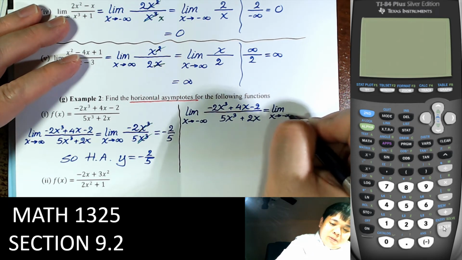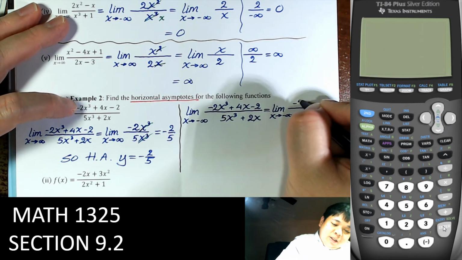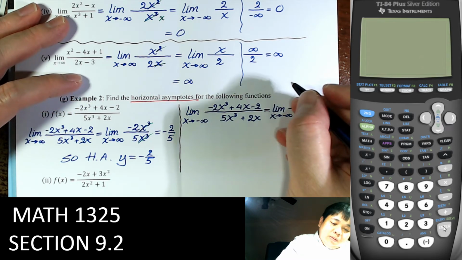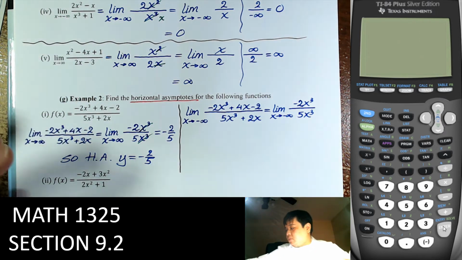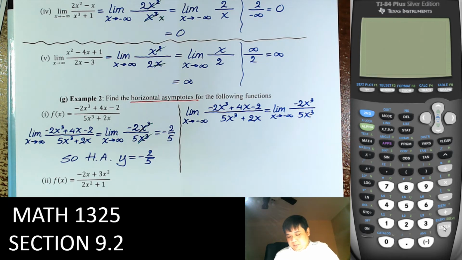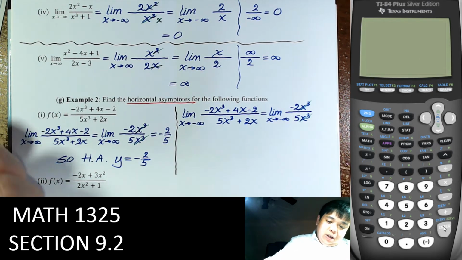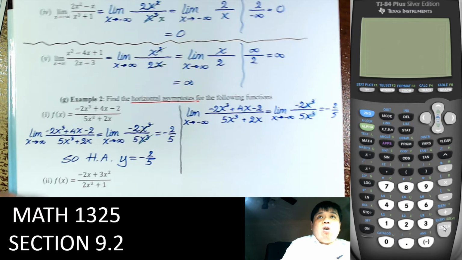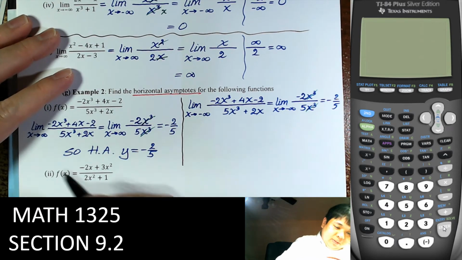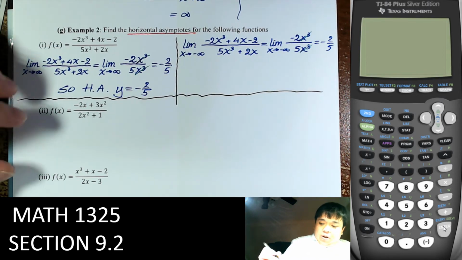Take the highest power term. So this is the same thing. Cancel out the x cubed and it is equal to negative 2 over 5, which is the same. So that's still the horizontal asymptote. Right, next on this one.